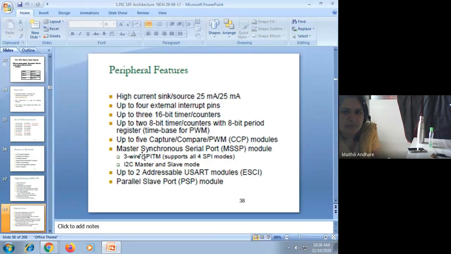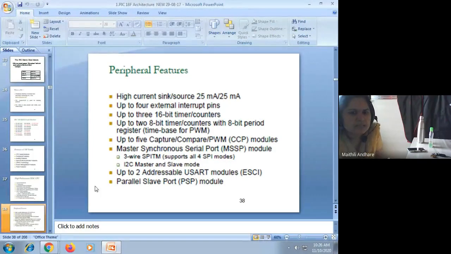So a separate module is available for capturing the data, for comparing the data, and for PWM purposes. That module is called the CCP module. So see, right now I will just explain the long form and the importance of that. In detail, we are going to study all these peripherals one by one, the same as with your 8051 microcontroller.